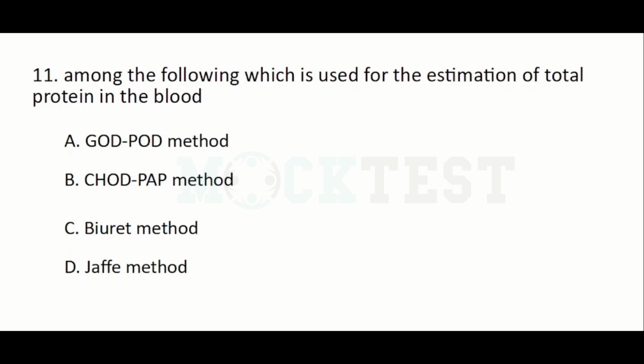Among the following, which is used for the estimation of total protein in the blood? Option A GOD-POD method, option B CHOD-PAP method, option C Biuret method, option D Jaffe method. The answer is option C Biuret method.